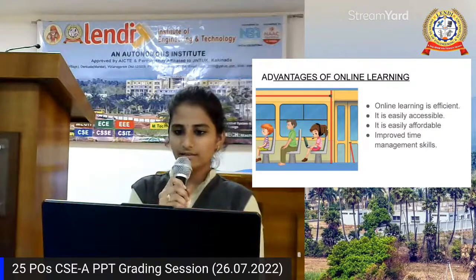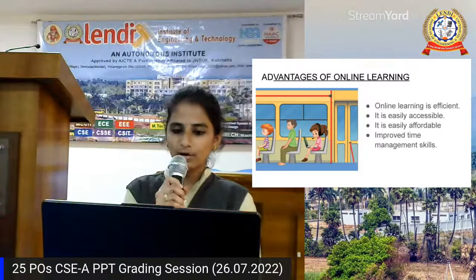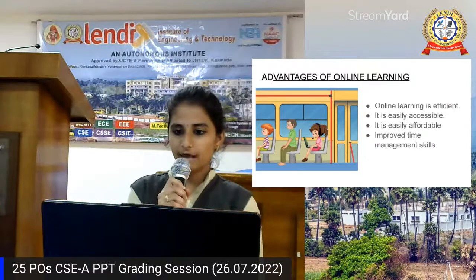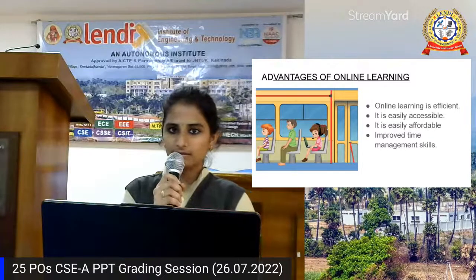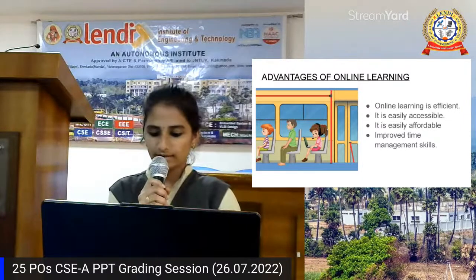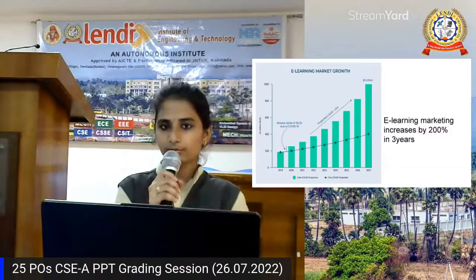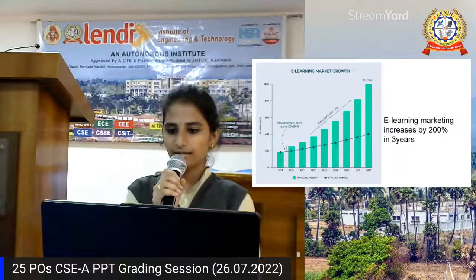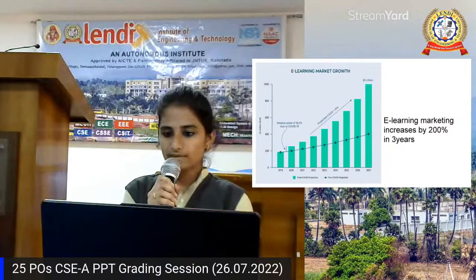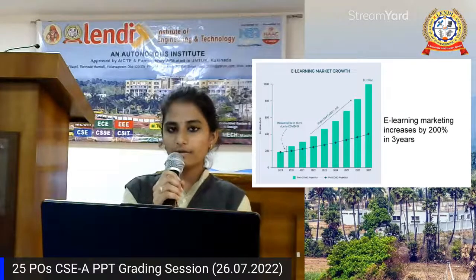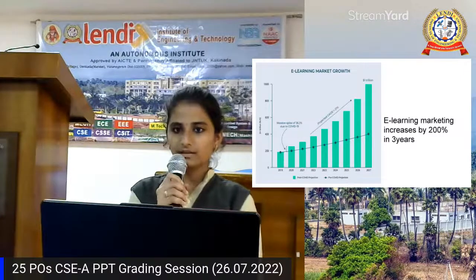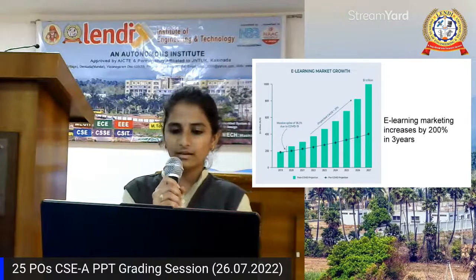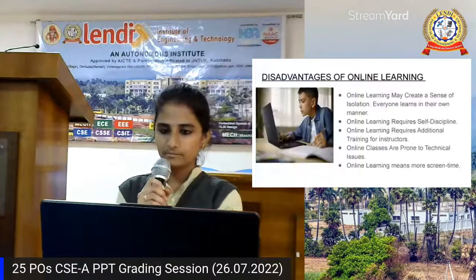In this slide, we can see that a girl is watching some digital platforms in time. So we have time flexibility. This is also an advantage of online learning. Coming to the statistics of online learning, from 2016 to 2017, the e-marketing increases by 200% in just 3 years. So we can understand the use of online learning and learning in digital platforms.